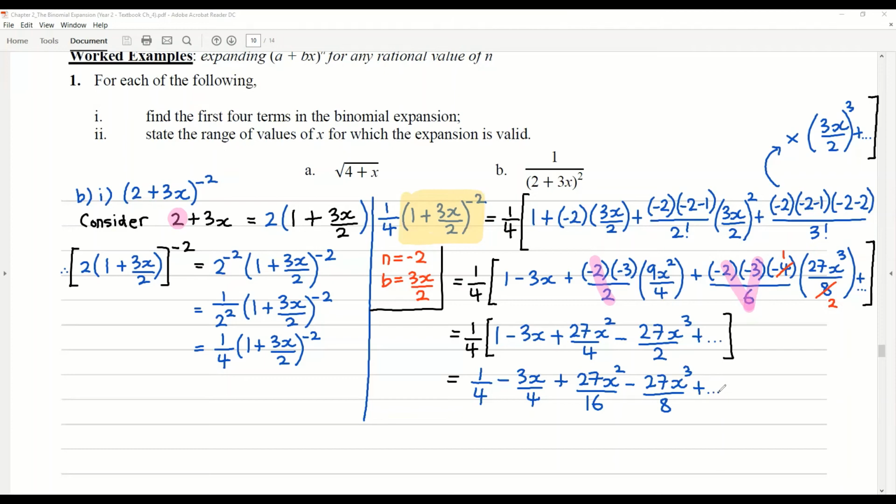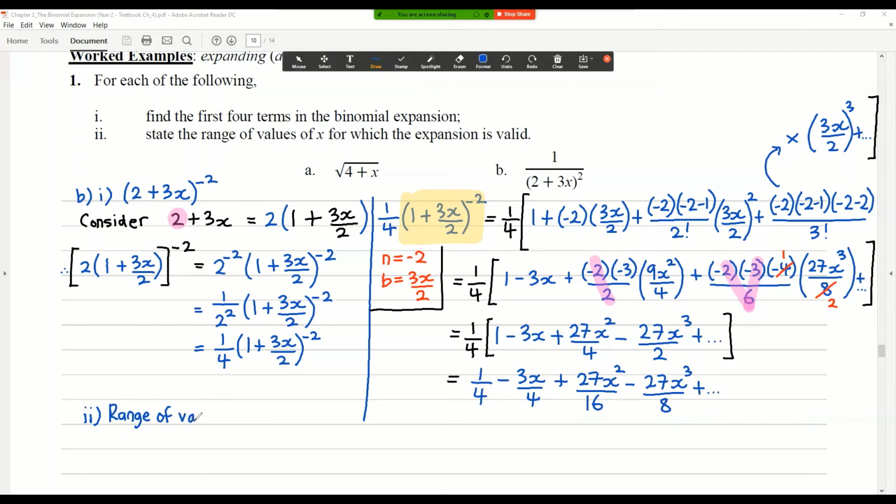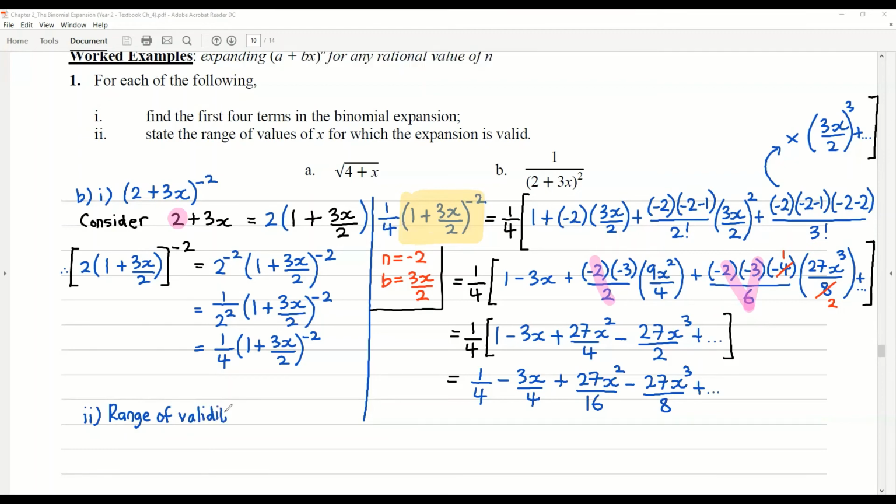So for part 2, just very quickly, we need to state the range of validity for the expansion. Right, okay, so remember this is a bonus mark. Don't forget to do it. So the range of validity, and it is part of the definition. Remember these expansions only work for a limited range of x. So just remind ourselves, it's where b is sandwiched between -1 and 1. So let's put our b in. So b is, of course, 3x over 2. Use the b you substituted in. It's another good reason to write it down.